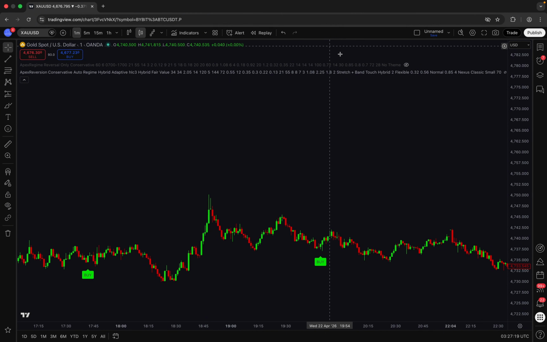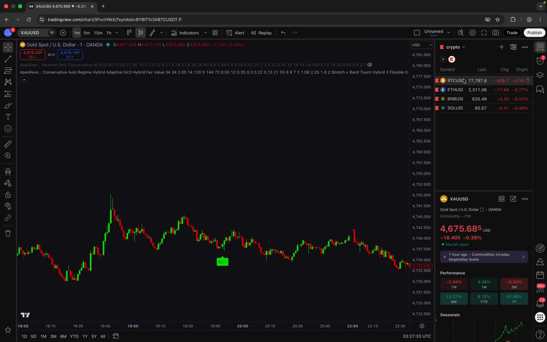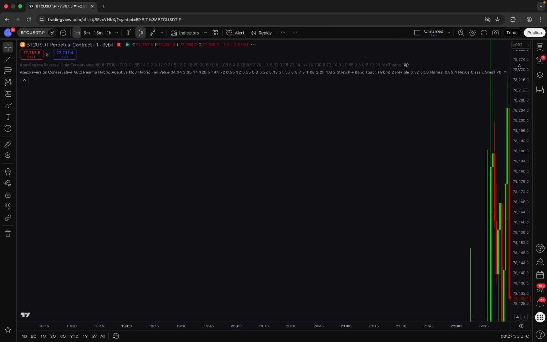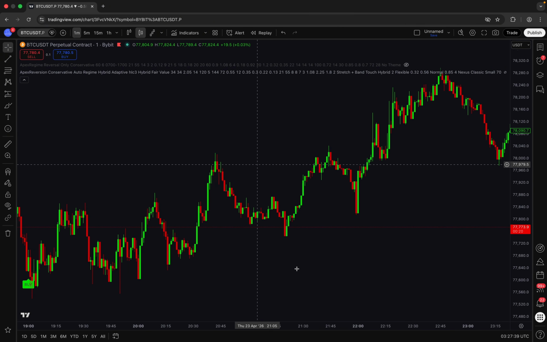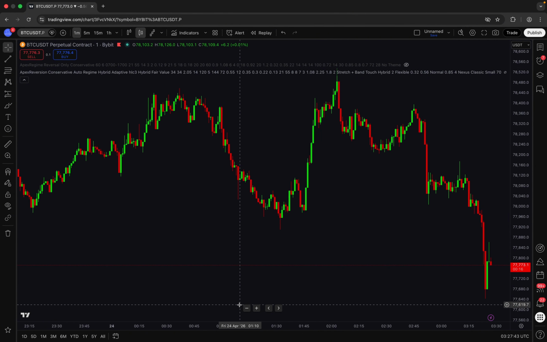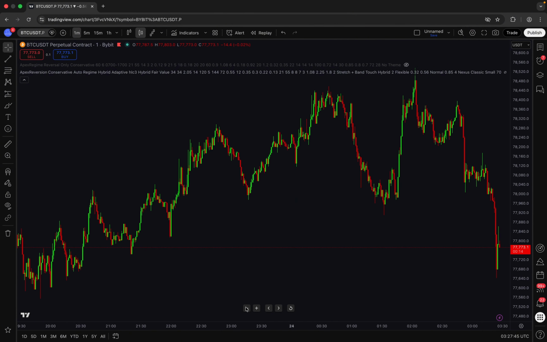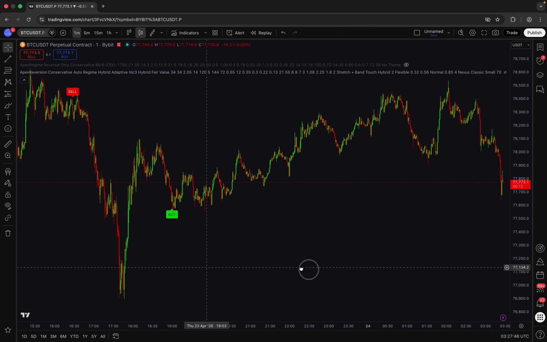Okay, so now we have covered two indicators. One is specifically made for intraday markets, which is the Apex Regime, and the second one is Apex Reversion, which is specifically made for scalpers. Okay, and now we're going to check Apex Reversion on BTC, for crypto markets. So I'm just going to reset the chart, and I'm going to zoom out.